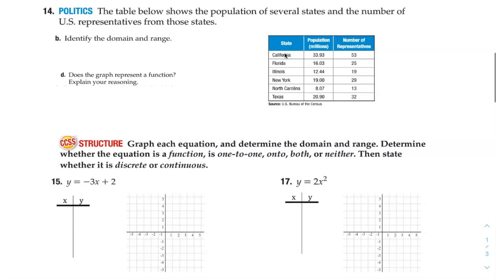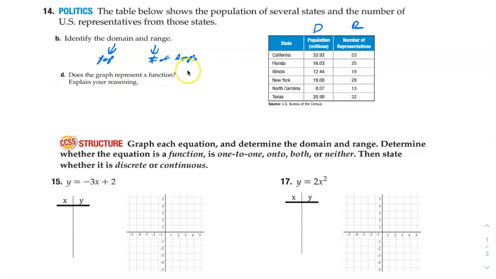On this one, the table below shows the population of several states and the number of U.S. representatives from each state. Identify domain and range. In this case, it looks like my domain is population and my range is number of representatives.